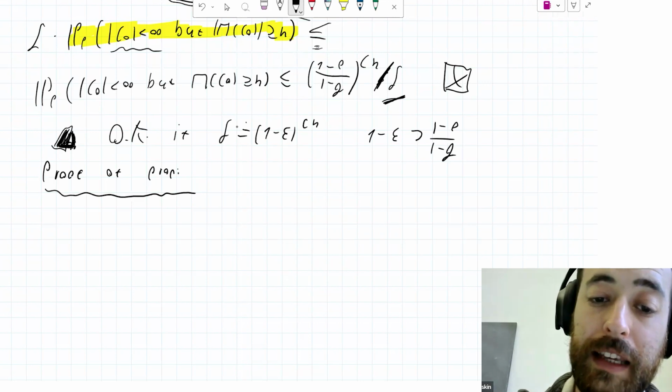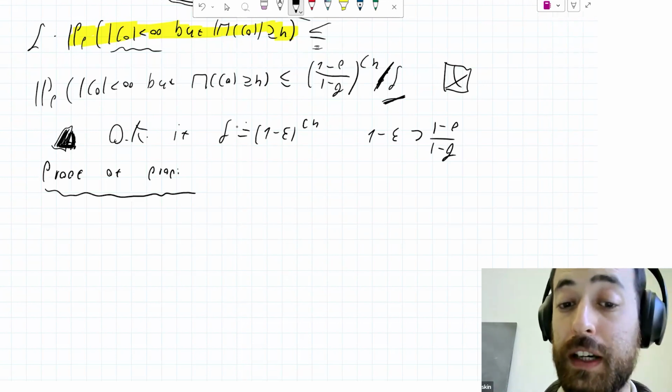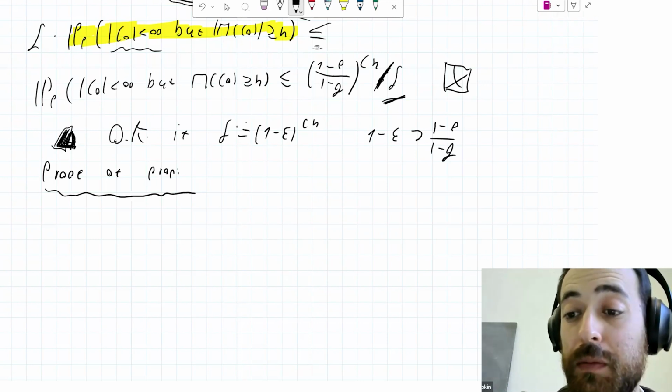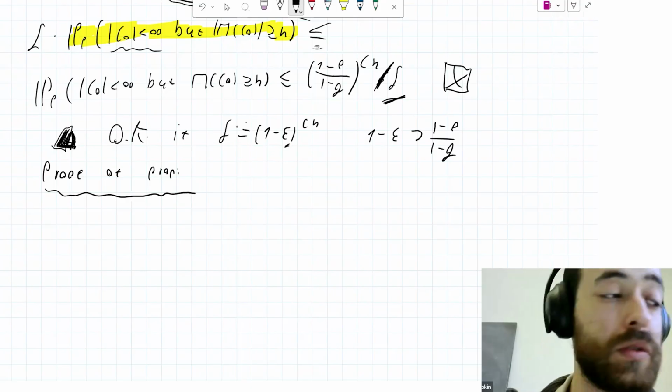So I can even ask for this event to hold with a very small probability, exponentially small probability, but I need to be able to control this epsilon.